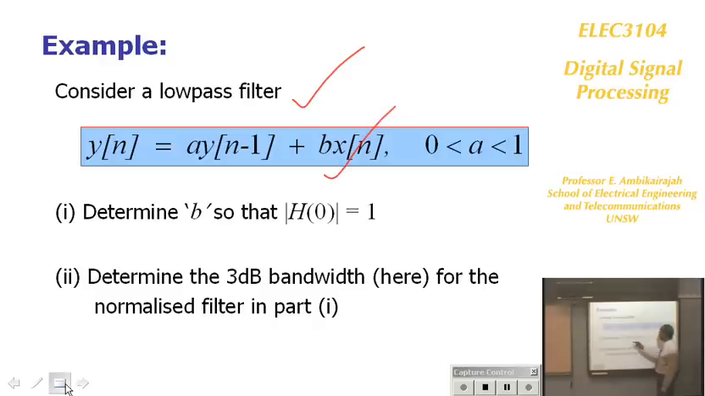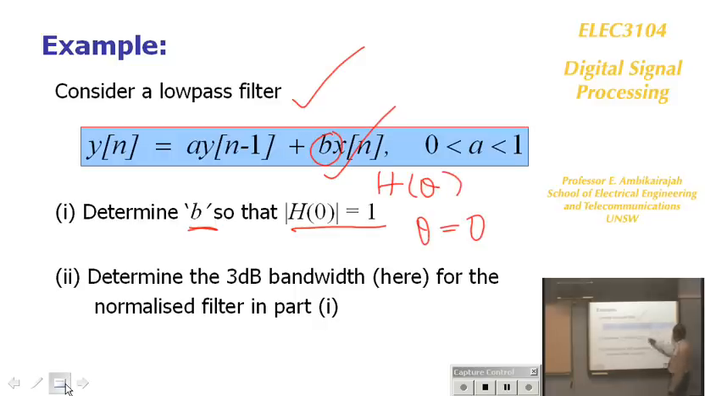And you've been told to determine the value V such that H naught is equal to 1. H naught means the DC gain: H theta, when theta equals 0, is called H naught, which is the DC gain. Then you have been asked to find the 3 dB bandwidth of the normalized filter. So you first normalize, then calculate the 3 dB bandwidth. This is the first time you're trying to calculate the bandwidth of a filter.